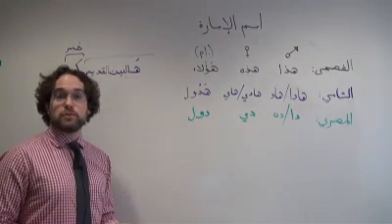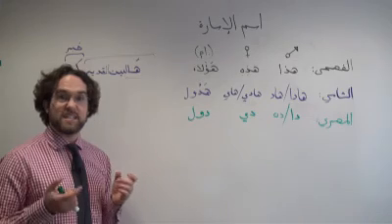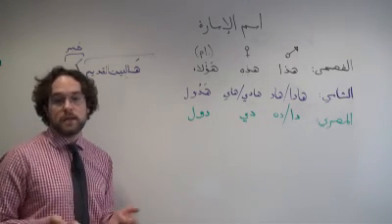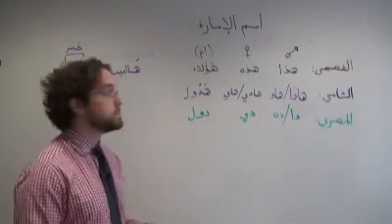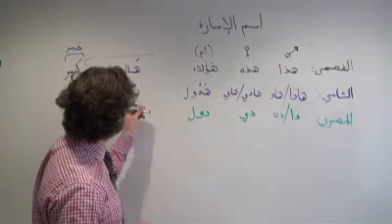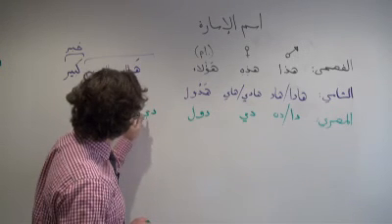Now, if the demonstrative pronoun is a subject, the mubtada, it comes at the beginning, just as we've already seen, right? This is a girl, for example. We could say di bint.